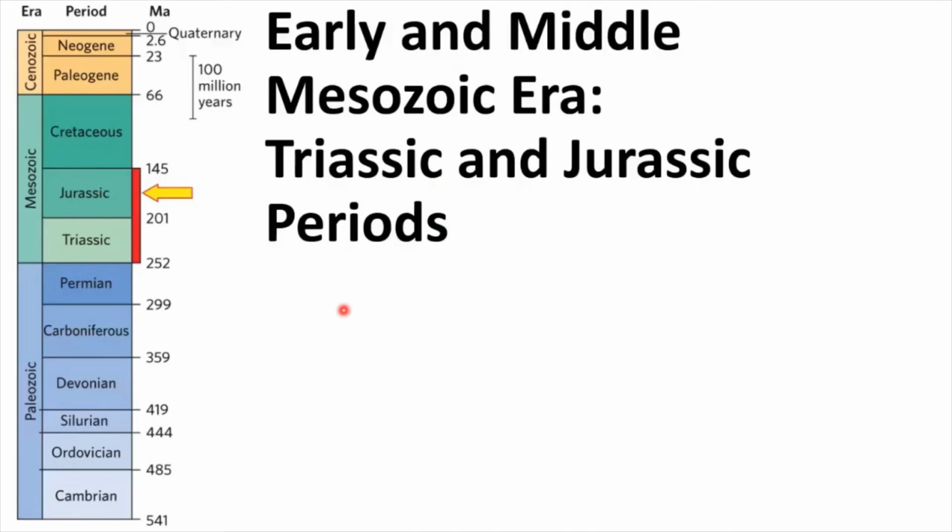Now, we're going to move into our Mesozoic. Remember, that means middle life. So we'll talk about our early and middle Mesozoic era. So we're talking about our Triassic and Jurassic periods. So that's 252 to 145 million years ago.